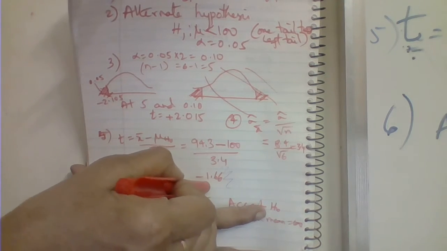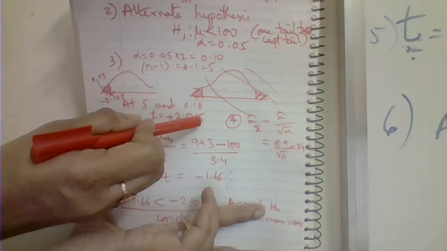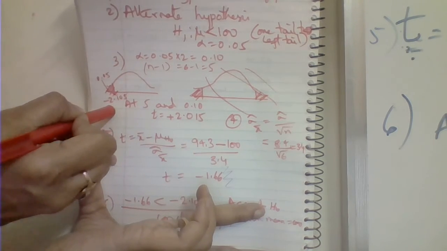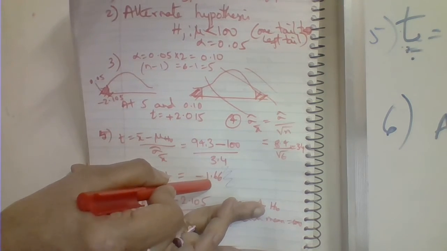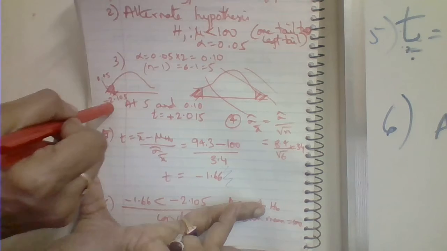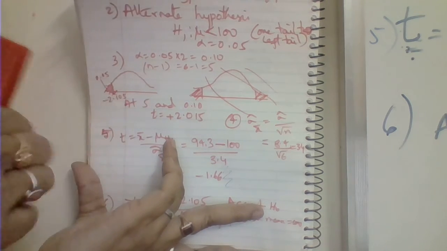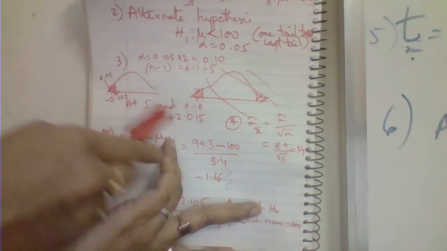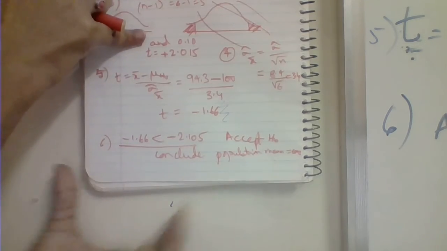Now compare this 1.66 with this 2.015 from the graph. So this is minus 2.015. I got minus 1.66. This minus 1.66 is greater than minus 2.015. Its value will be somewhere before this minus 2.015. So it is in the acceptance region. So you accept the null hypothesis.